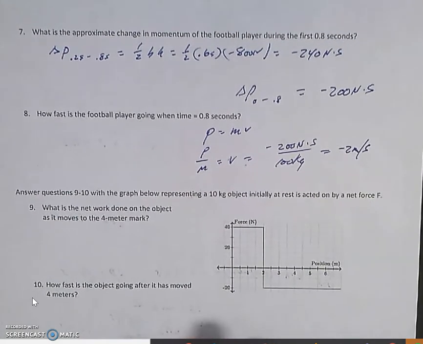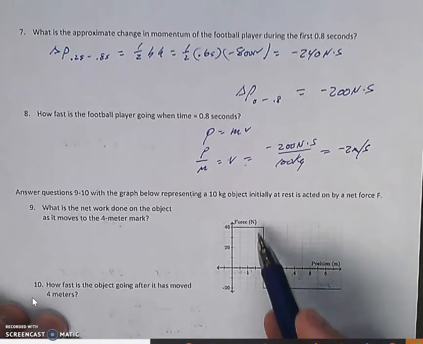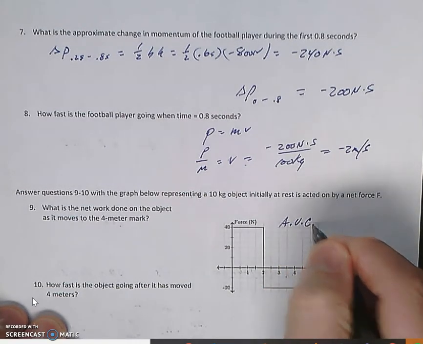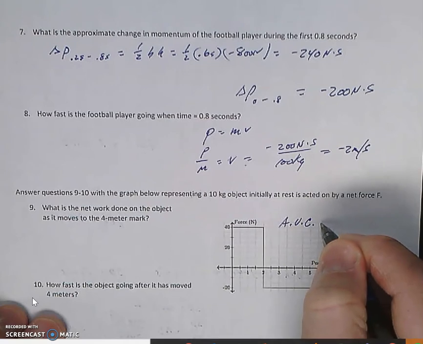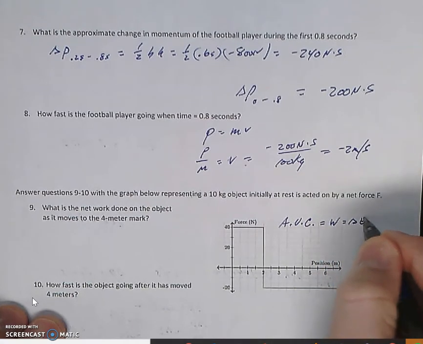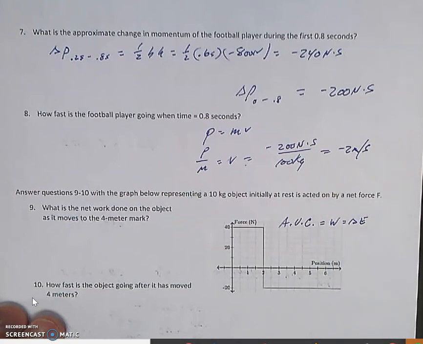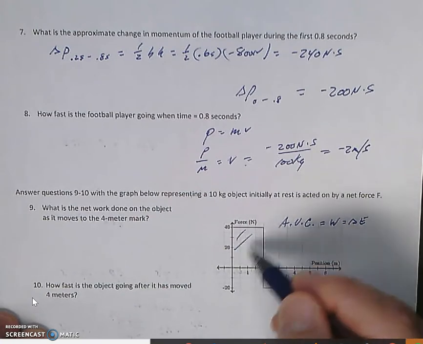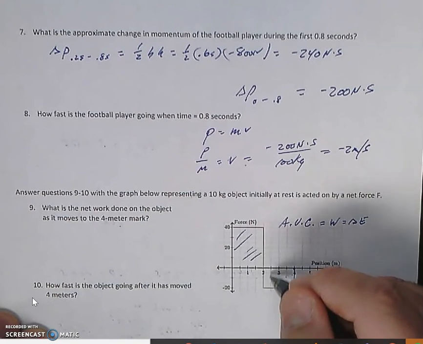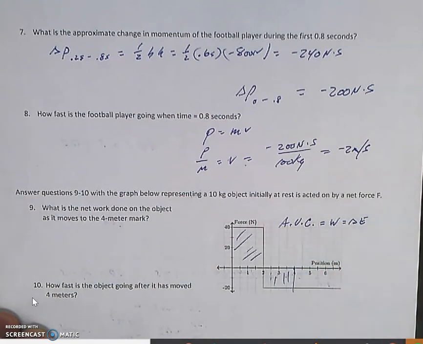Now I go to this graph down here. It's a force versus position graph. So again, before we even look at the questions, we're saying to ourselves, area under the curve is equal to the work done, which is equal to the change in energy. What's the net work done on the object as it moves to the 4-meter mark? Well, again, here I've got a positive work right there, and then I've got negative work down in here.